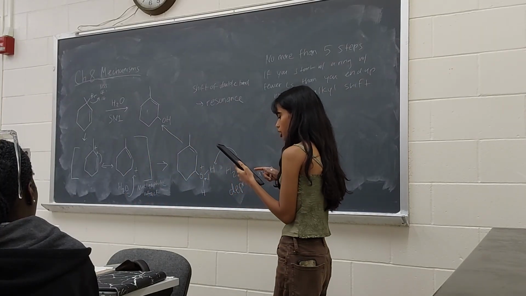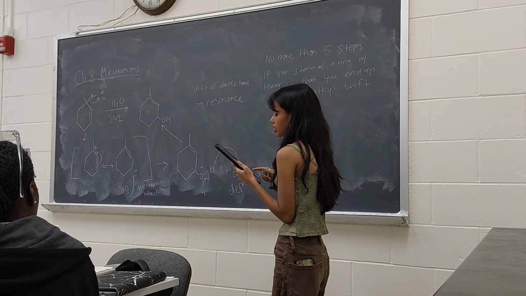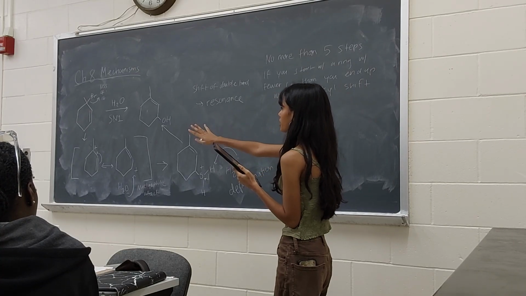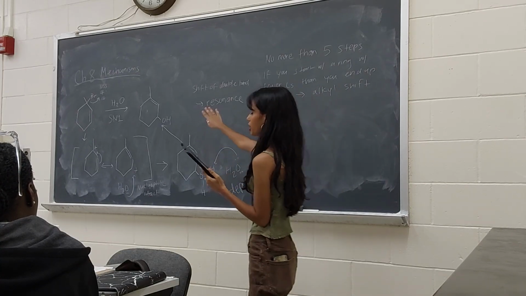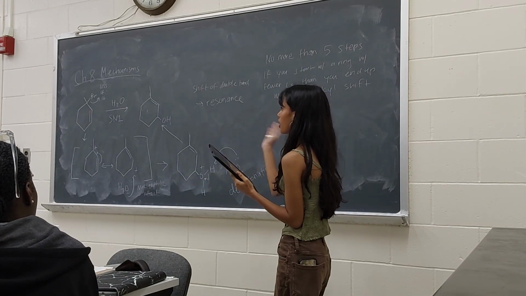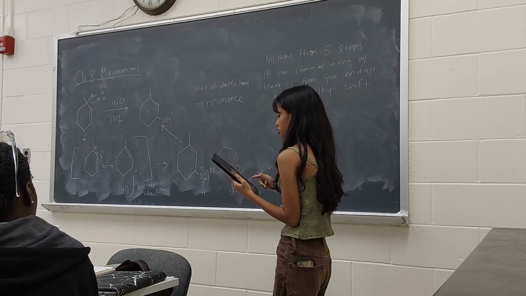Those are the two types I saw. Either you'll have to do an alkyl shift where you'll notice that the starting has less carbons than the final product, or resonance where the double bond will be in a different place.